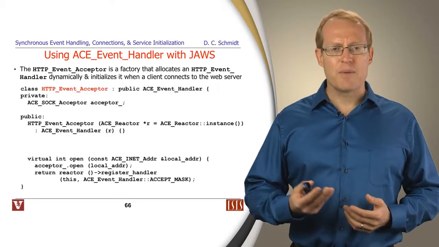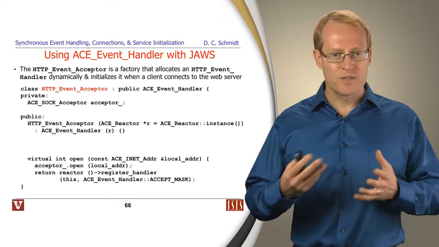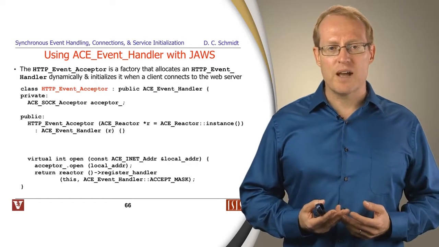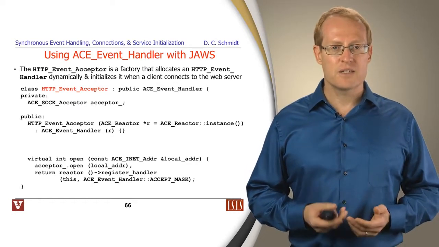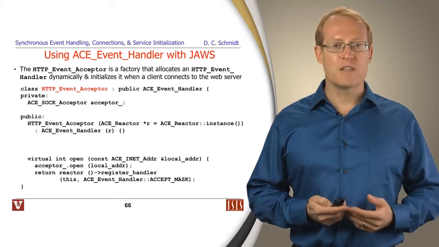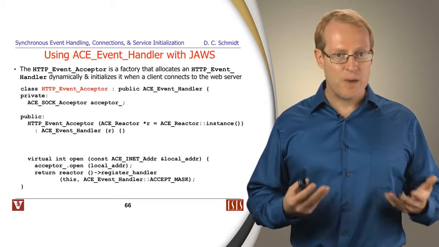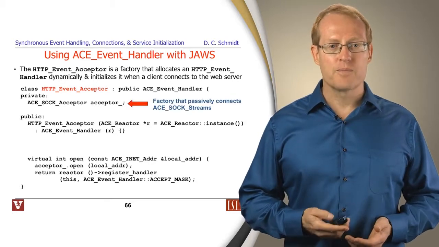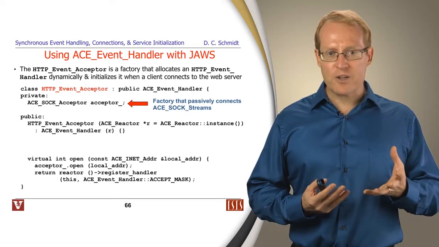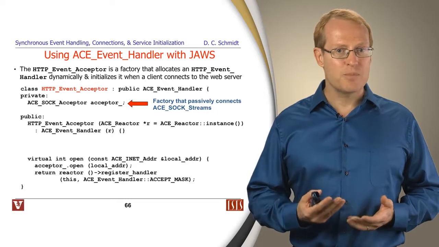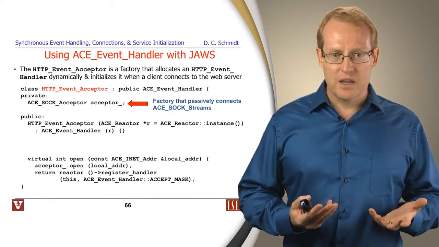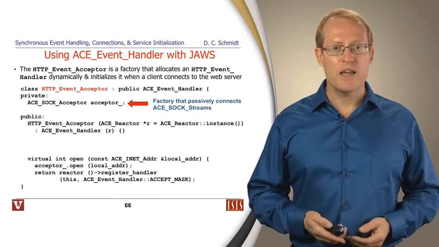So let's take a little bit of time and look through some of the code here, and we'll show this in a couple different pieces. We'll first start by talking about the HTTP event acceptor, which inherits from ACE event handler in this particular case. So that means it can be registered with a reactor and dispatched by the reactor event loop. We define this factory object called the ACE sock acceptor that knows how to accept connections from clients.